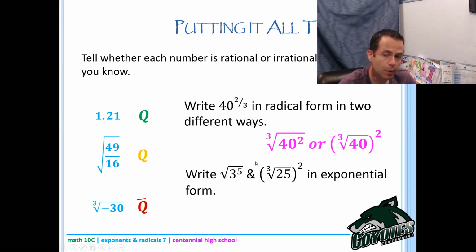Write the square root of 3 to the 5 and the cube root of 25 all to the 2 in exponential form. Well, the root index here is 2, so this would be 3 to the 5 over 2, and this guy here would end up being 25 to the 2 over 3. Okay?